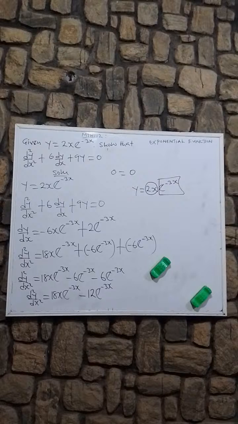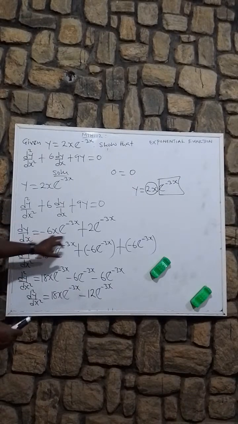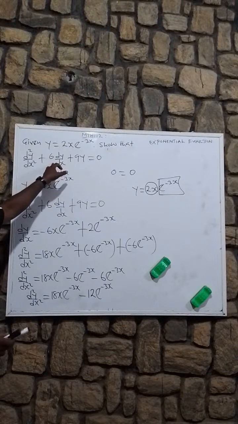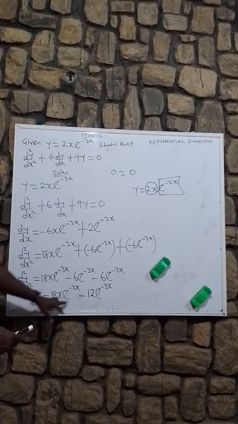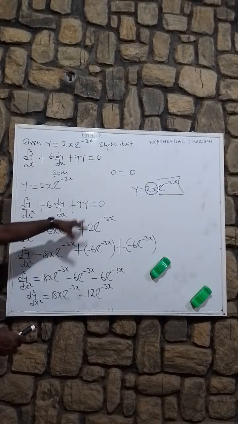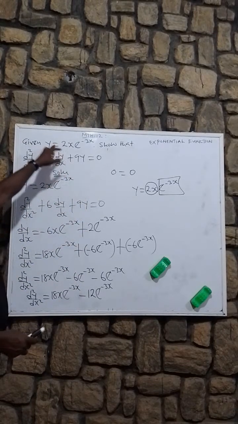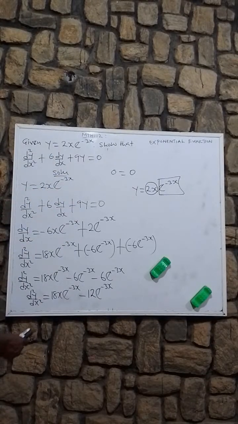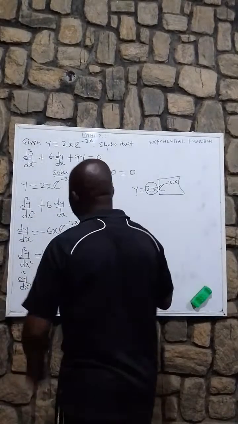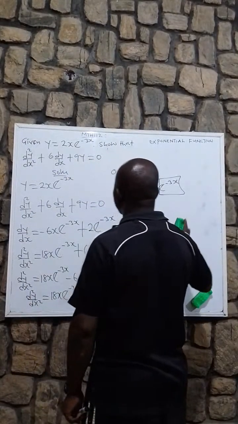So this implies that anywhere we see dy over dx, we write this in this differential equation. And anywhere we see d squared y over dx squared, we write this in this differential equation. Then our y, we now replace it with this 2x exponential minus 3x. So let's do it together.